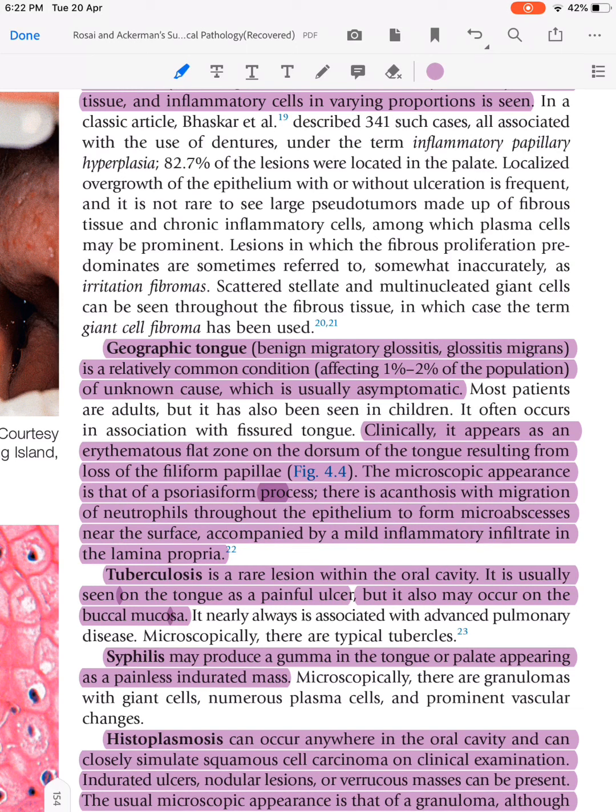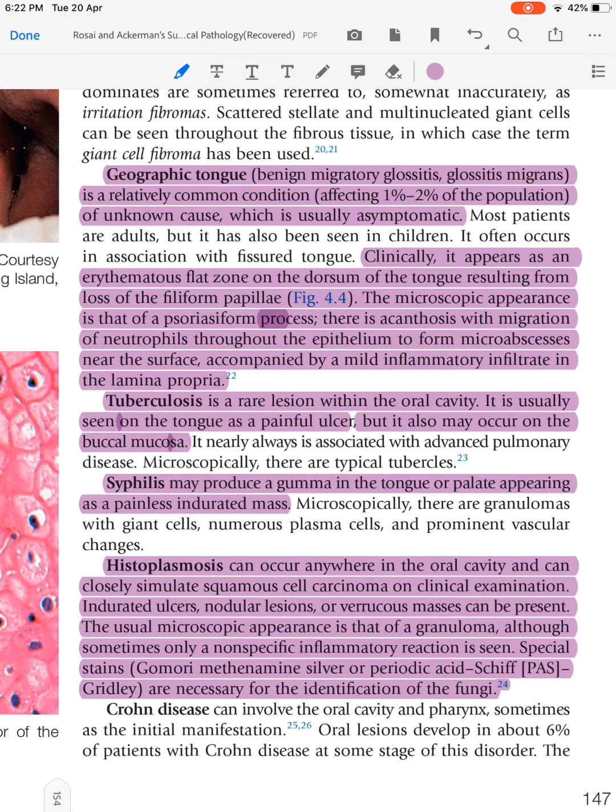Microscopic appearance is that of a psoriasiform process in which there is acanthosis with migration of neutrophils throughout the epithelium to form microabscesses near the surface, accompanied by a mild inflammatory infiltrate in the lamina propria. As we see in psoriasis, this is also seen here.